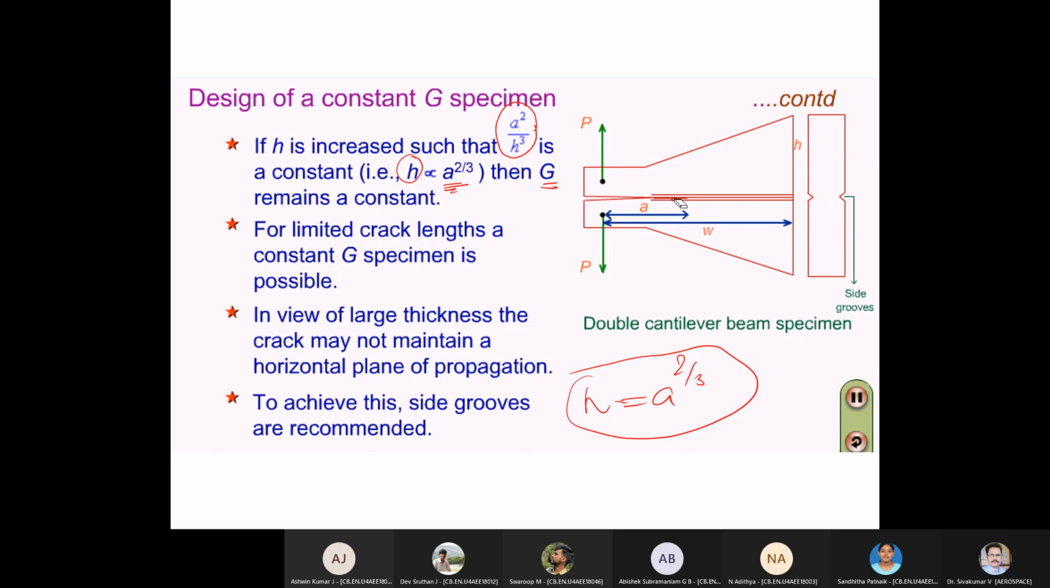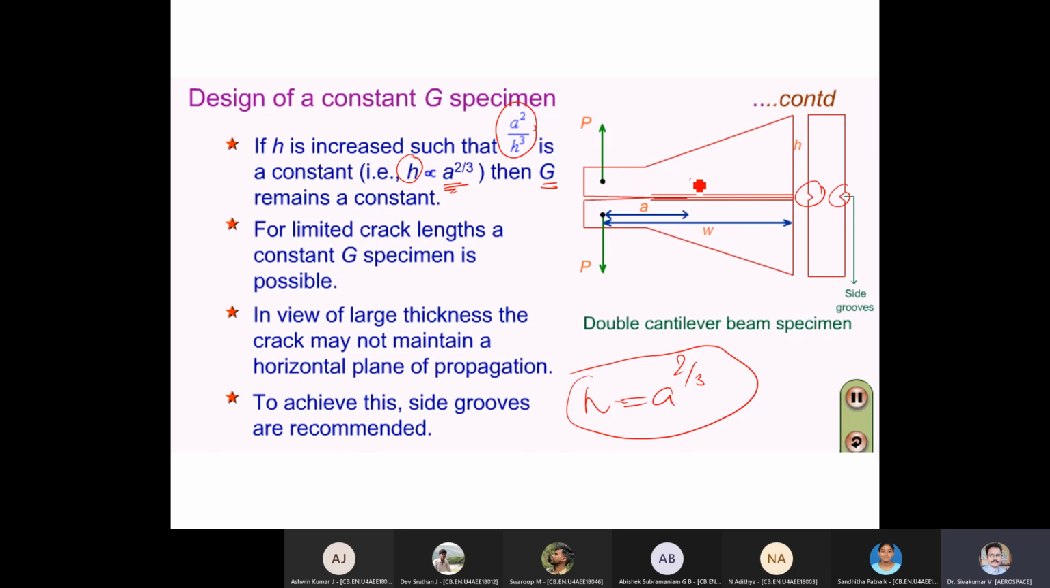Now, the crack should not go like this. It has to go along a horizontal path. For that, they are making this groove. Once you have this groove, the crack will be guided along this particular path. So I will get a consistent value of G even for the post-crack scenario. This is very, very important, how the crack is marching, because A keeps on increasing.